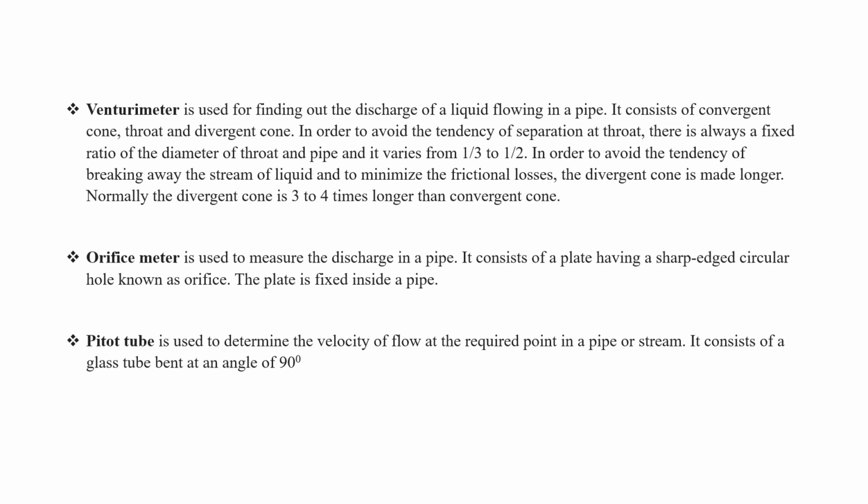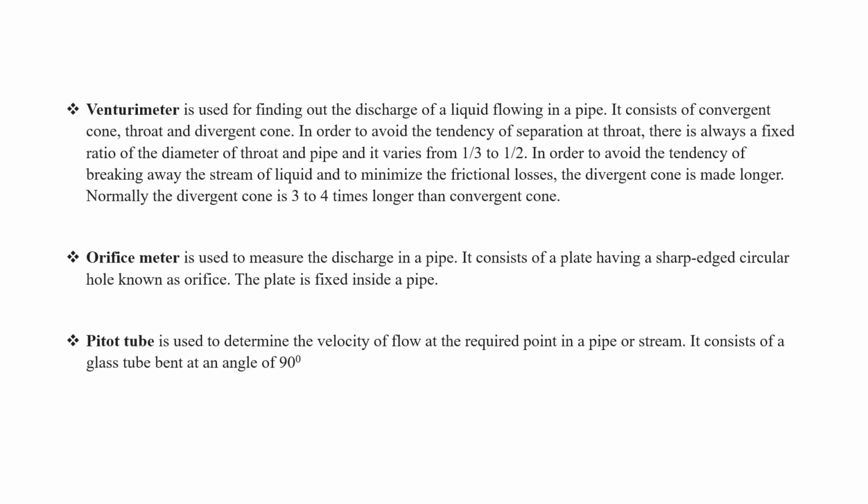It consists of a convergent cone, a throat and a divergent cone. In order to avoid the tendency of separation at the throat, there is always a fixed ratio of the diameter of throat to pipe, and it varies from 1/3 to 1/2. In order to avoid the tendency of breaking away of the stream of liquid and to minimize the frictional losses, the divergent cone is made longer. Normally, the divergent cone is 3 to 4 times longer than the convergent cone.